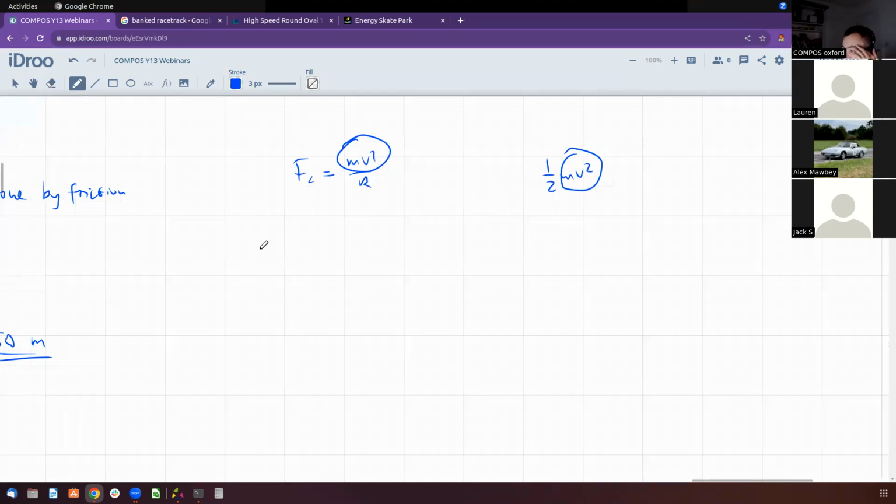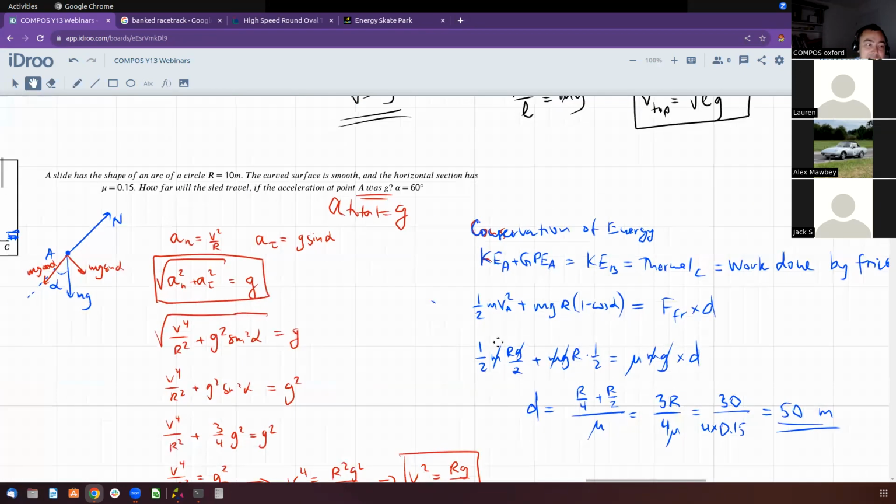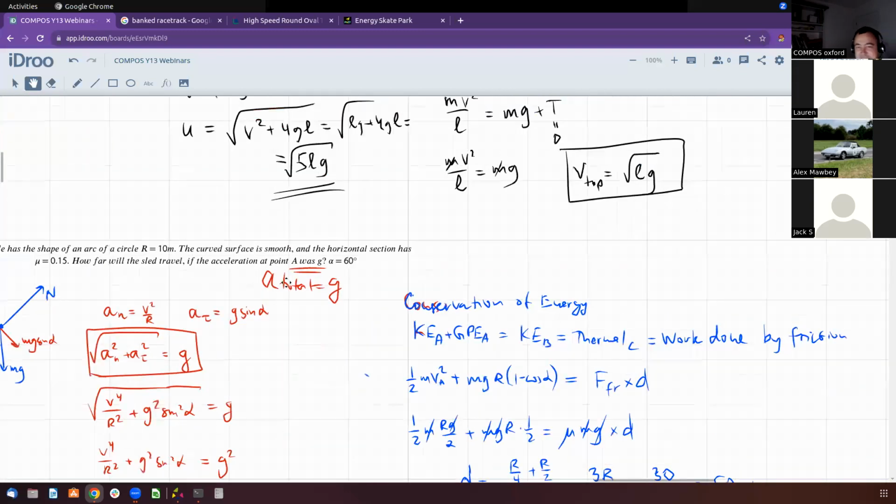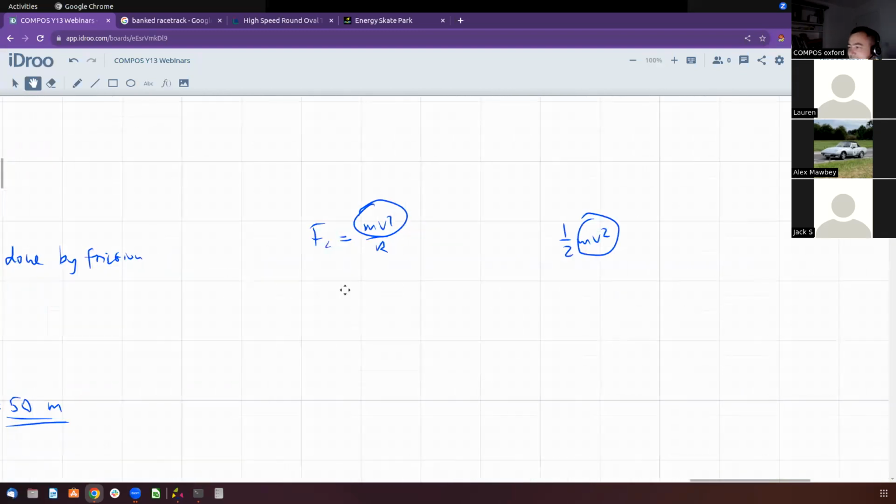Do we need to add the arc length to the distance? No, because the friction starts at B. It's only the distance traveled from B to C. How far will the sled travel from B to C? Well, the arc length, maybe no. You could.